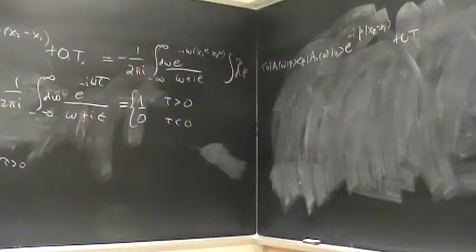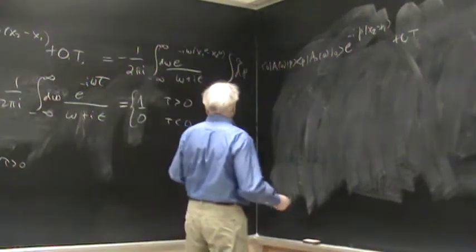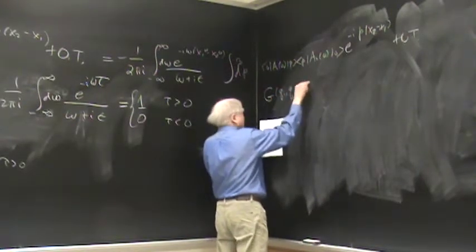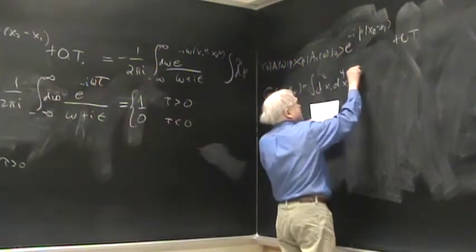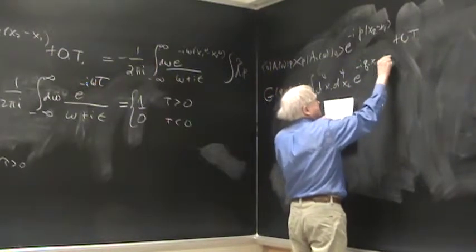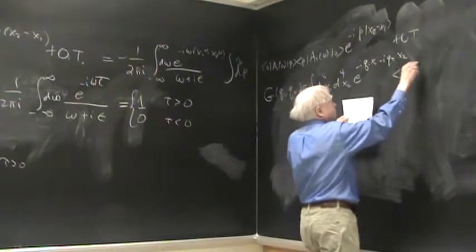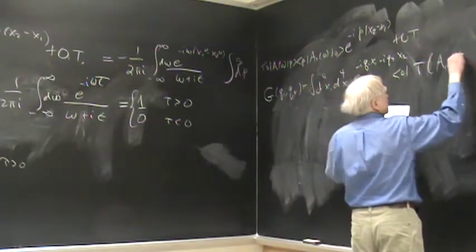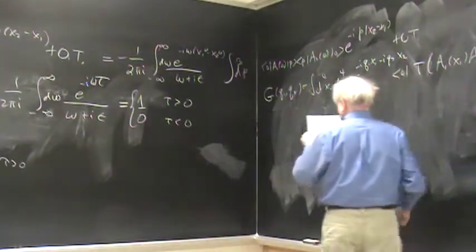All right, so this is what we've got, but now we're going to go into momentum space, just as we did over there. But we're going to use Q instead of K for some reason. So now we have G of Q1 and Q2: the integral d^4x1 d^4x2 e^(-iQ1x1 - iQ2x2), vacuum, time-ordered product, A1(x1) A2(x2), vacuum, okay.